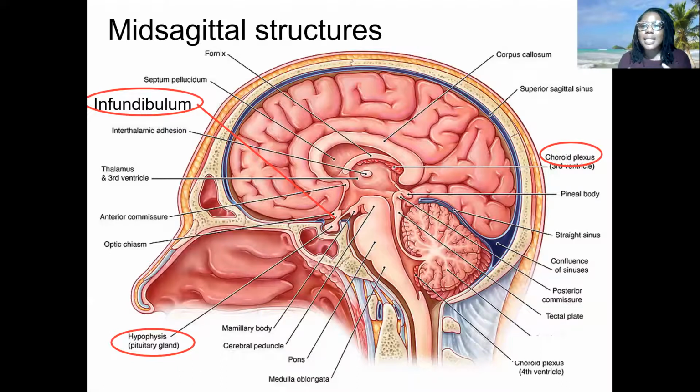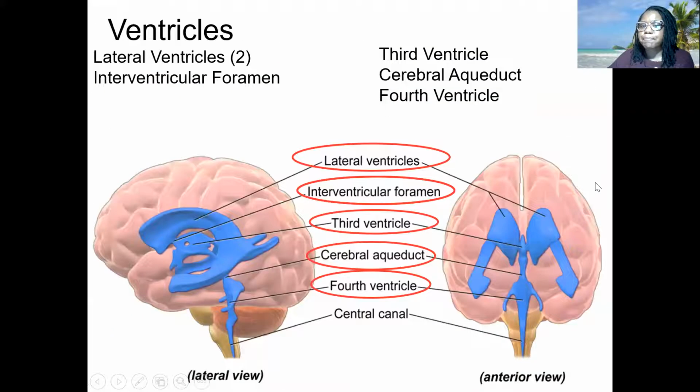or makes the CSF, the cerebrospinal fluid, that circulates around in the ventricular system, those spaces in the brain, and makes its way into the subarachnoid space so that it can suspend the brain and suspend the spinal cord. So the choroid plexus is a part of the region here that actually makes the cerebrospinal fluid. So let's actually get into the ventricles and the ventricular system.